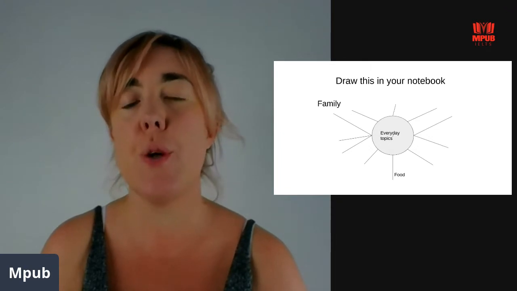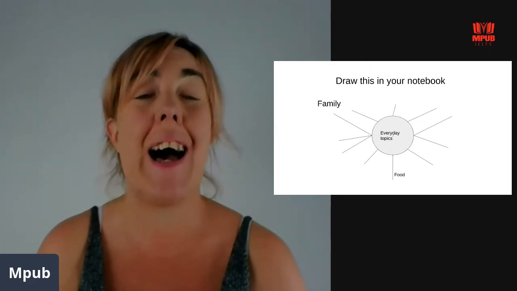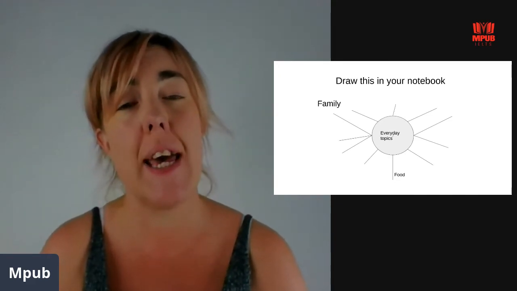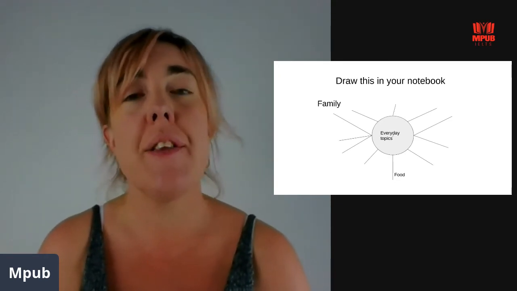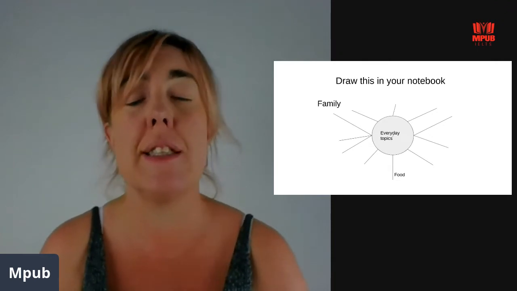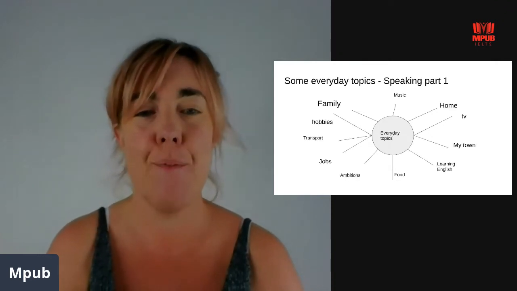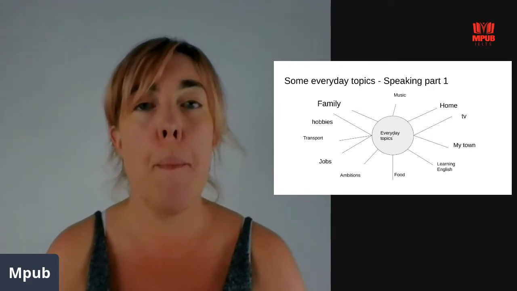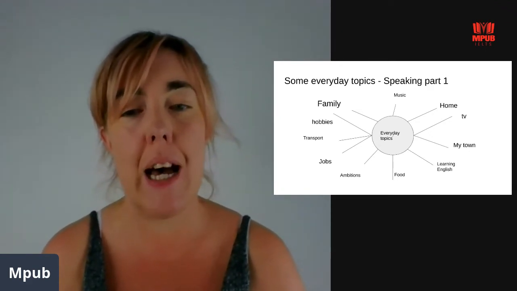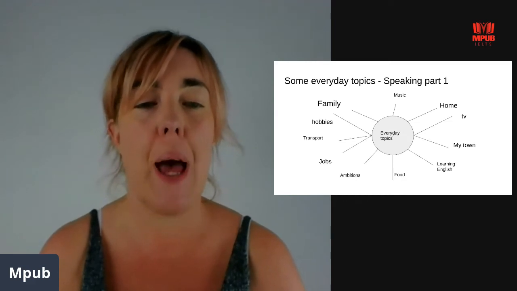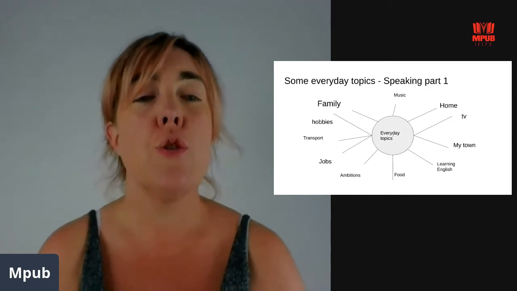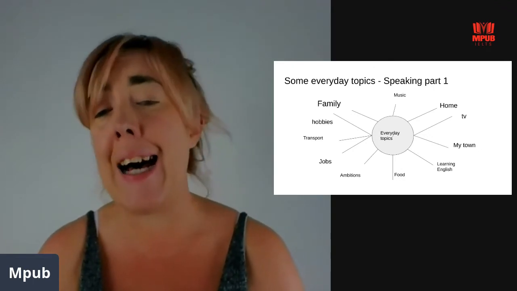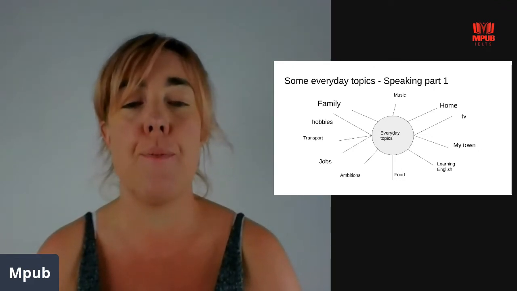Okay, I'm going to show you a list of topics that I think might come up in the speaking part 1. Tick them off if you have the same. If you have others, that doesn't mean they're wrong. It just means they didn't fit on my list, okay? So I've added things like music, home, TV, my town, learning English, ambitions, jobs, transport, hobbies, family. And you could add and add and add to that list.